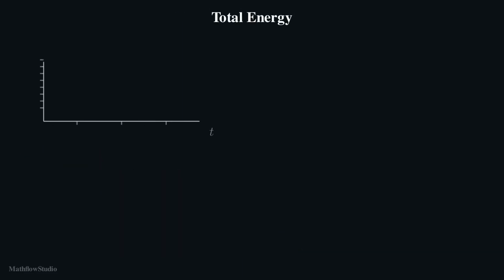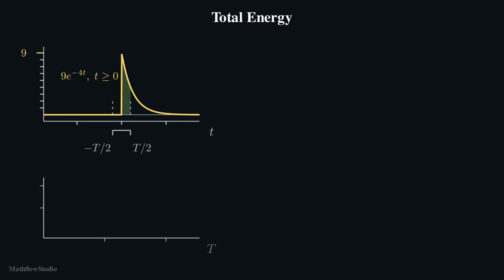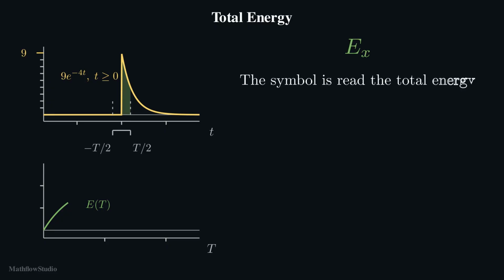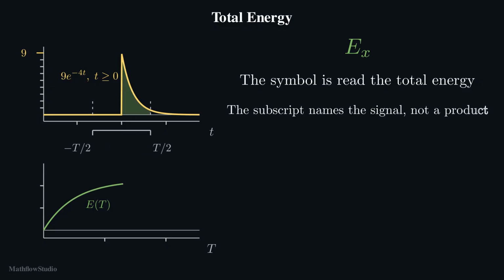A shaded window opens on the decaying pulse, narrow at first. Below it, the shaded area is plotted against the width of the window that produced it. The symbol is read the total energy of the signal, and it is what the counter is climbing towards. The subscript names the signal the energy belongs to, and it is not a multiplication.